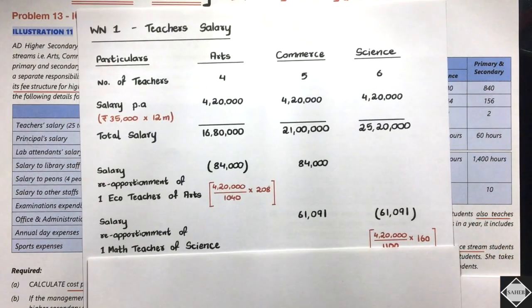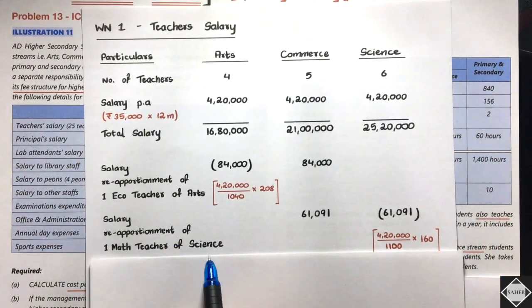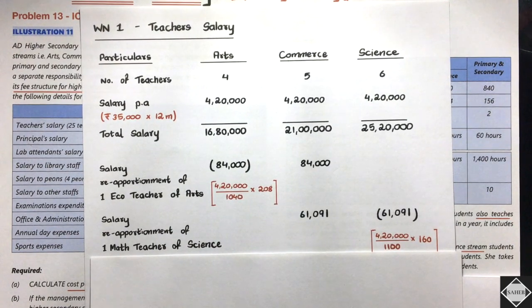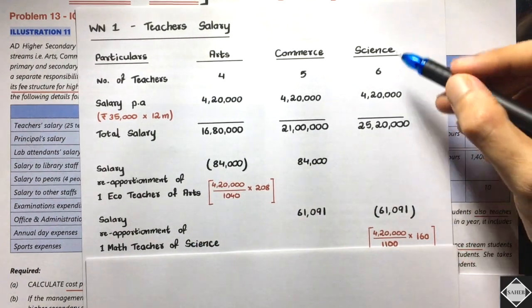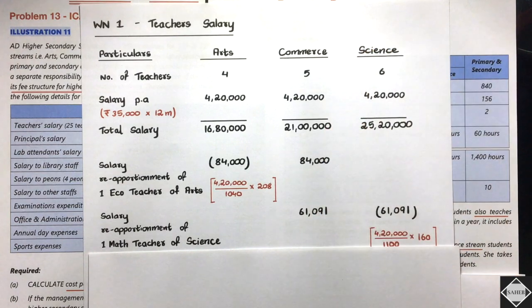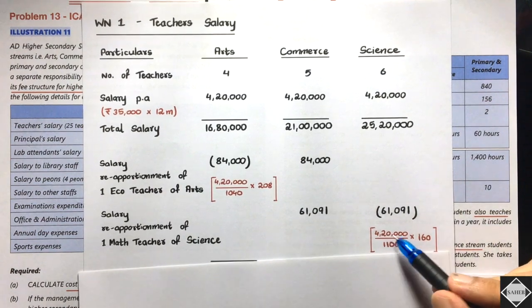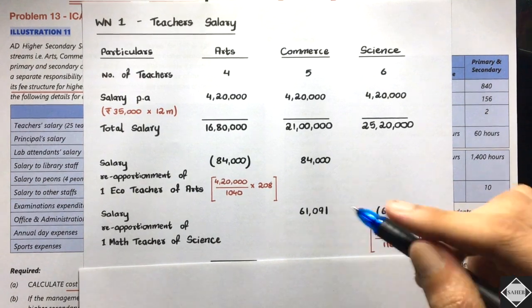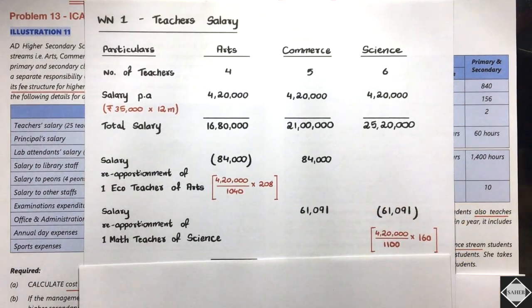Is this clear? Right? Salary reapportionment of one math teacher of science stream. What happened in the beginning? In the beginning, the salary of that math teacher entirely went to the science department, which is not correct because she has also given classes for commerce. So we had to subtract only that much cost which is supposed to go to commerce. We'll subtract over here and add it over here. Yeah, you understood the calculation. You take the cost, divide by the total classes, into the classes for the other stream, right? Simple. Now everything is over.